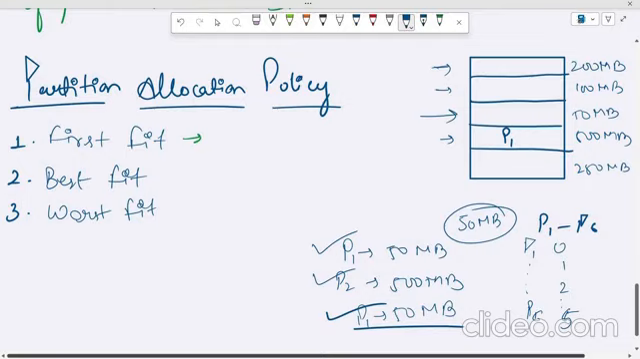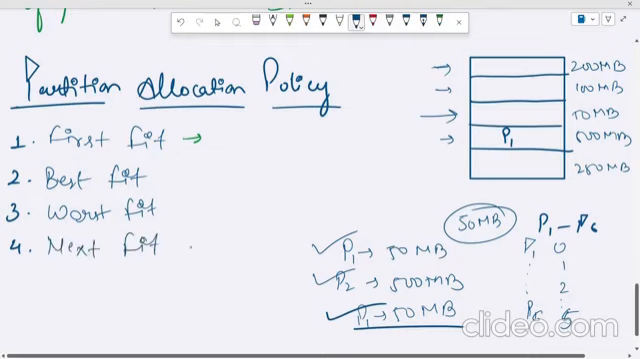So P1 goes to P2's block. P1 could go to the first, second, third, or fifth block, any block, but it goes to the block which has the very high memory space. This is called worst fit. Now the fourth one, or you can say the last one, is called next fit.